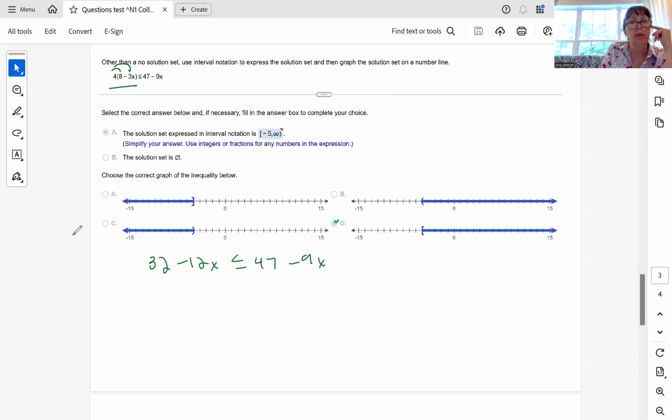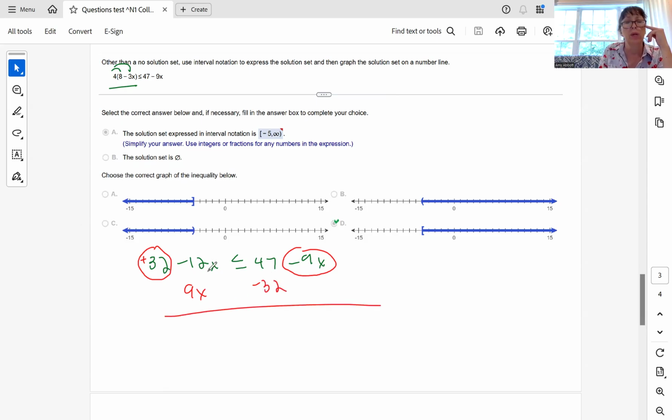Then I like my letters on the left. So I'm going to move that over to the other side. It becomes plus. My numbers, that's a plus 32, goes to the right. So it's minus 32. So negative 12 plus 9x is negative 3x. And then 47 minus 32 gives you 15. Yeah, I wrote it down before I started. It's hard to talk and do the math all at the same time. You just do silly mistakes.